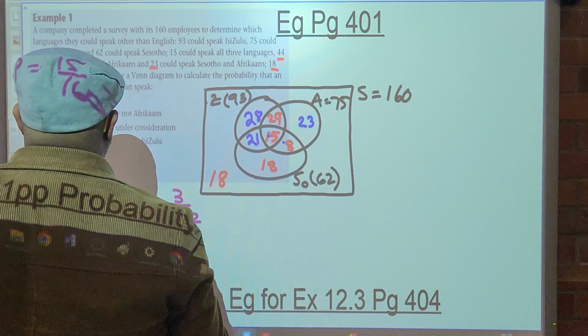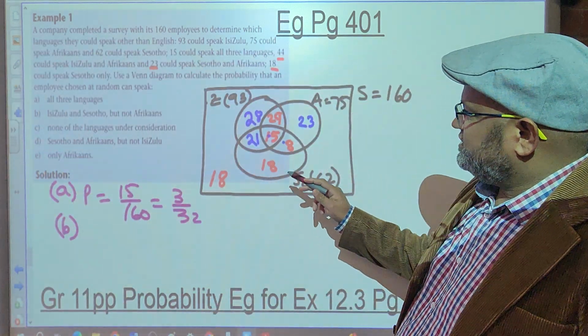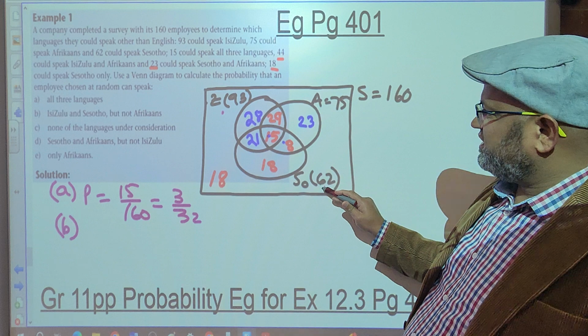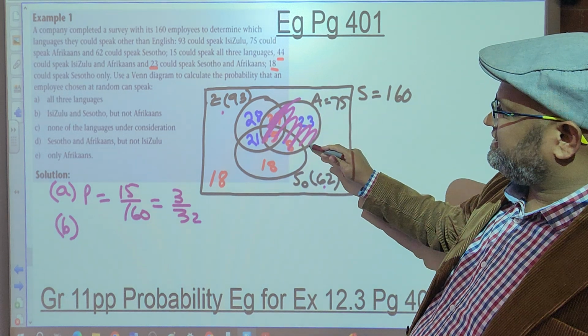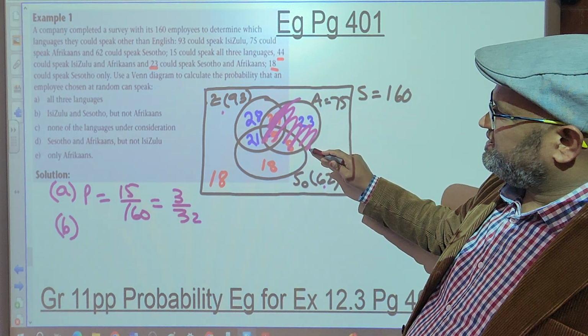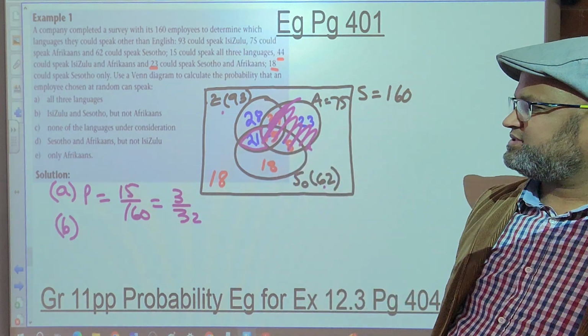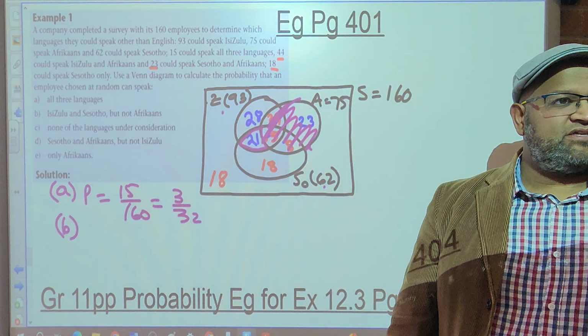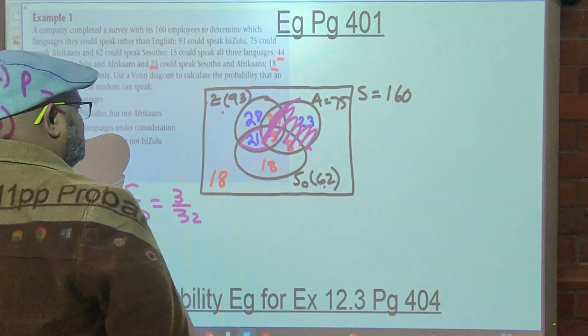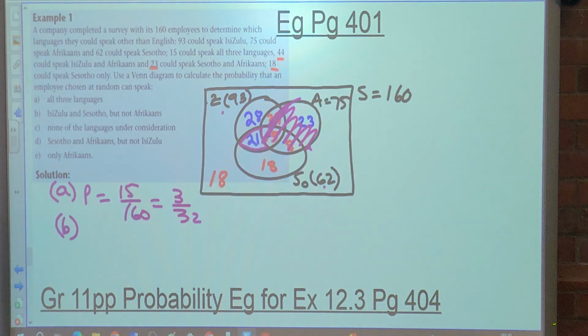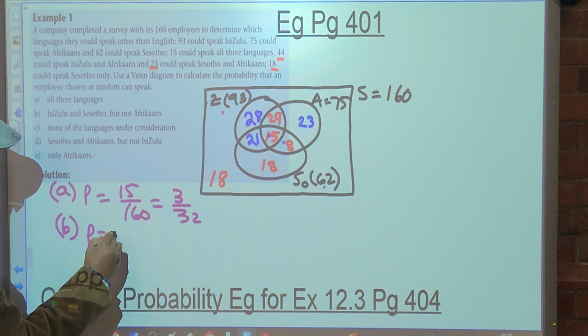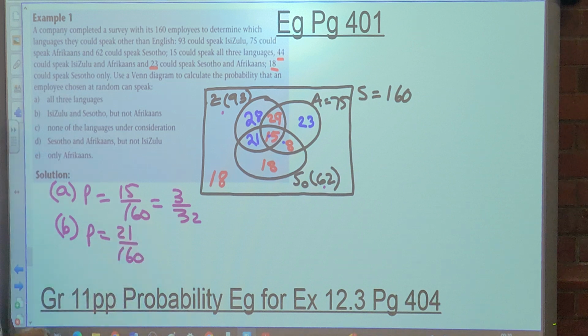This is Zulu and Sesotho, but not Afrikaans. So it's omitting that. So it's going to be 'and', so it's going to be that part where it overlaps. You would agree with that? So in other words, that calculation is going to be 21 over 160. Probability is 21 over 160, and that I think is in the simplest form. Let's look at C.